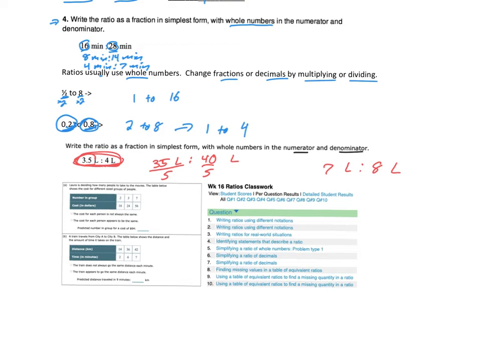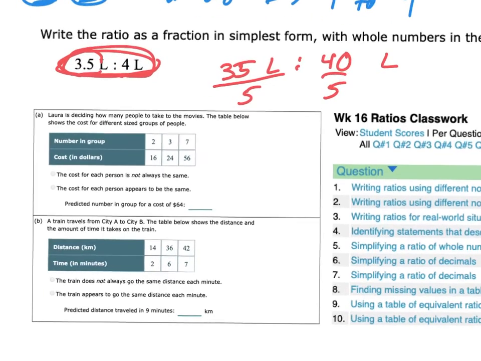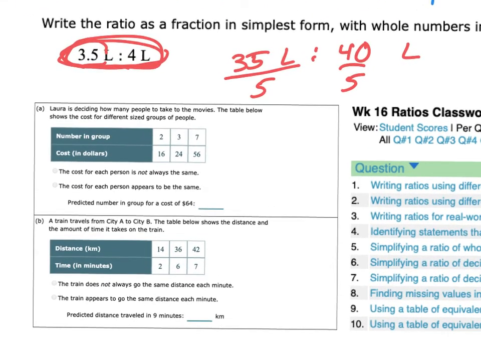Okay, this next and final problem for the day. Laura is deciding how many people to take to the movies. The table below shows the costs for different sized groups of people. So we're going to see if it's a consistent ratio or not.